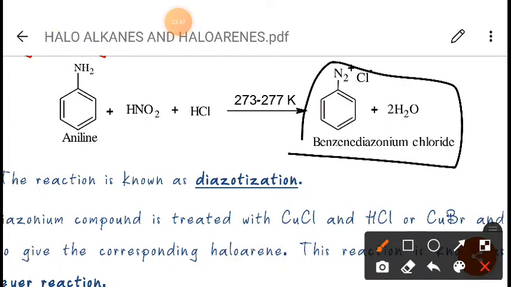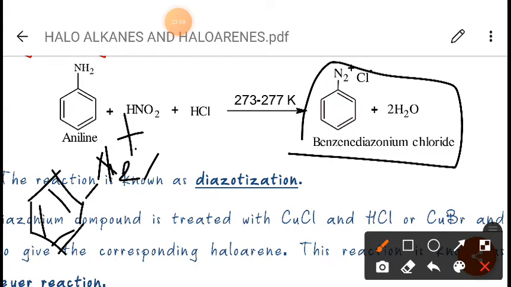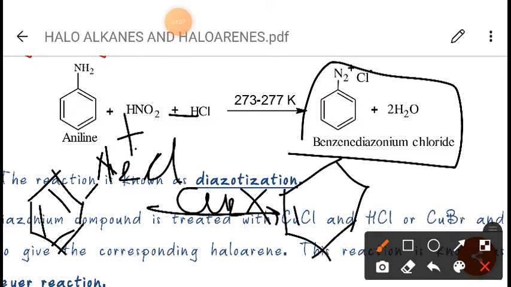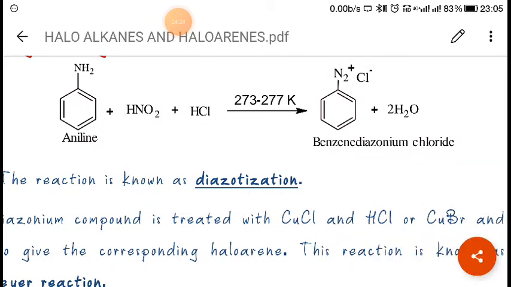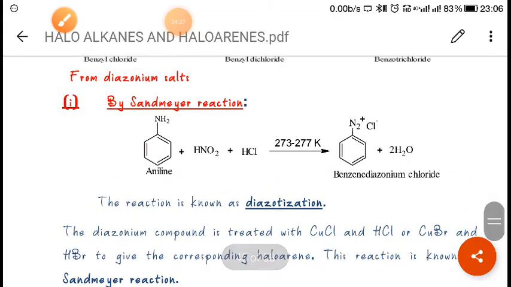Now again, in this benzene diazonium chloride, we have N2+ and Cl-. We will use here Cu2X2, and at that time we will get Cl here, chloride, and N2 will come out from the reaction. It is called the parrot of chemistry, which flies out of the reaction. This type of reaction is called Sandmeyer reaction.